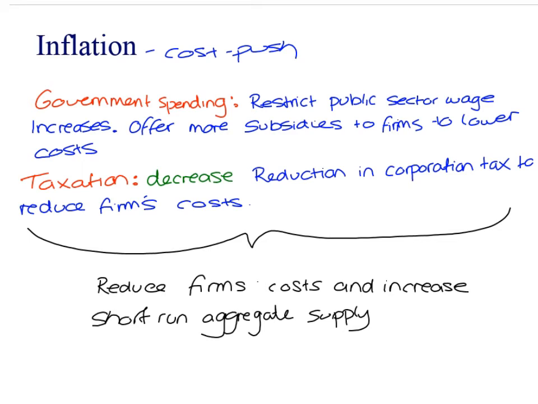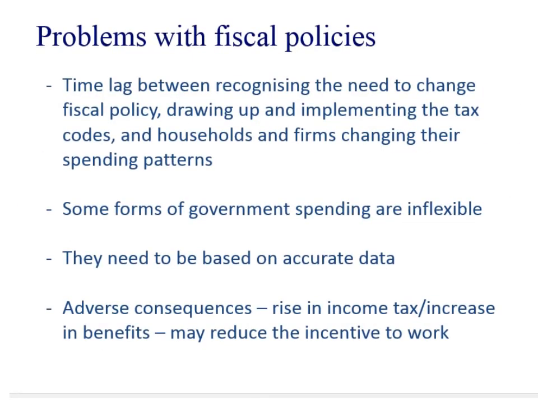Now, you won't be able to restrict private sector wages, and the private sector is bigger than the public sector in this country, but it might set a sort of benchmark, a sort of standard, and you might offer more subsidies to firms in order to help lower their costs, but that would be very expensive. And taxation, like corporation tax, VAT, you might want to decrease that as well, so it reduces firms' costs and can increase short-run aggregate supply.